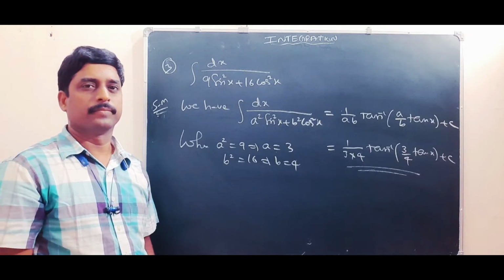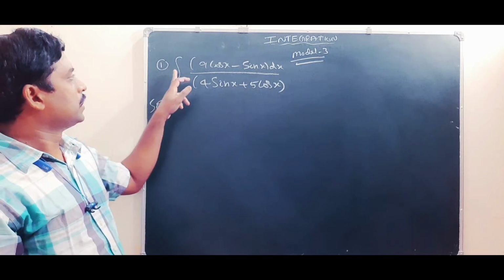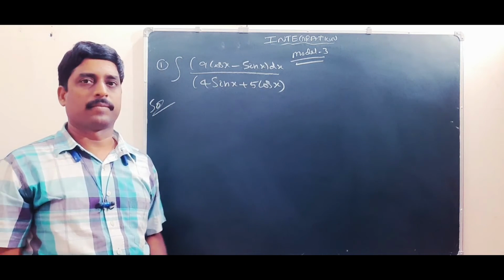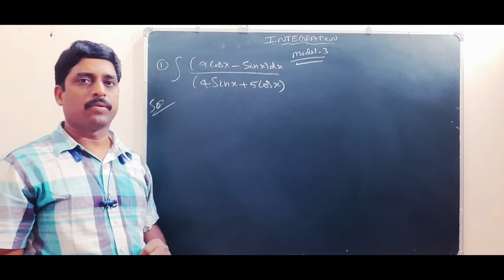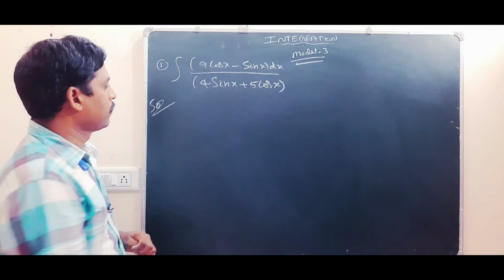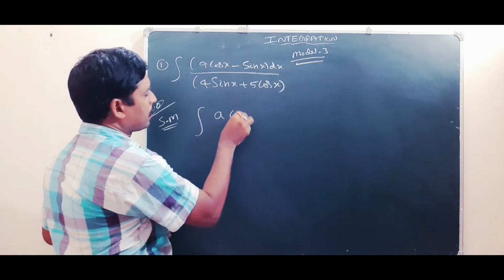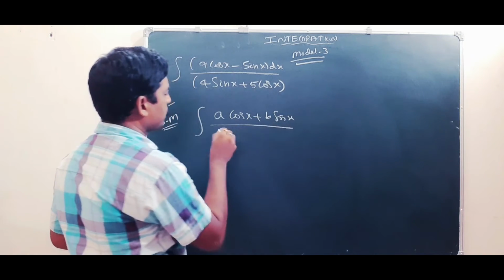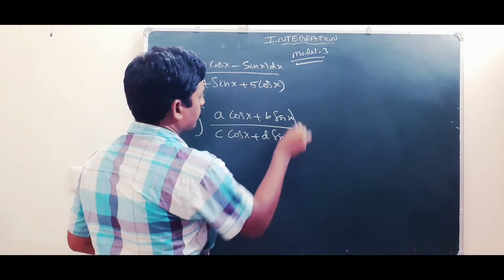Okay, moving to the next model. Integral 9 cos x minus sin x by 4 sin x plus 5 cos x. In this model, the numerator and denominator have sine and cosine functions. Now I will explain the shortcut method: integral a cos x plus b sin x upon c cos x plus d sin x.